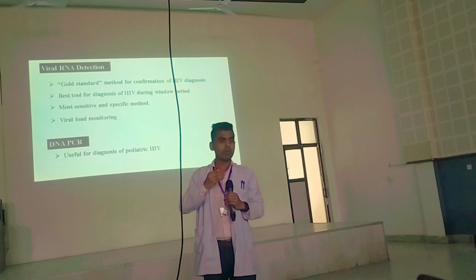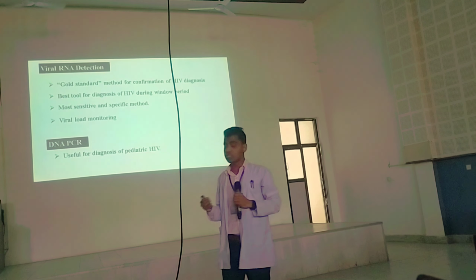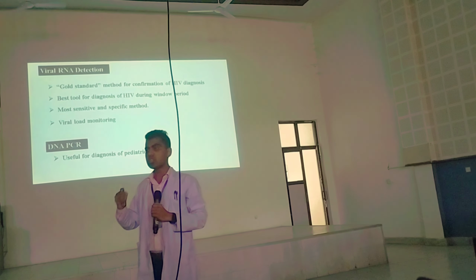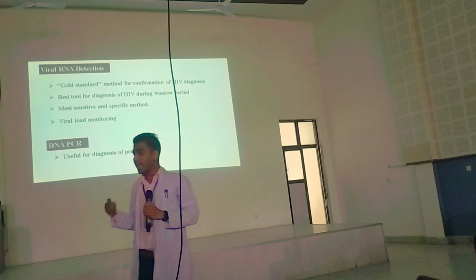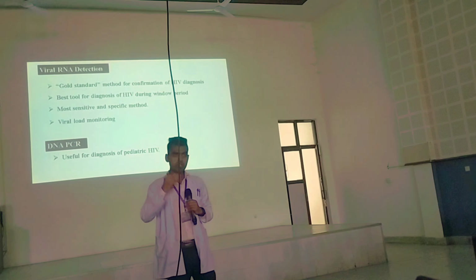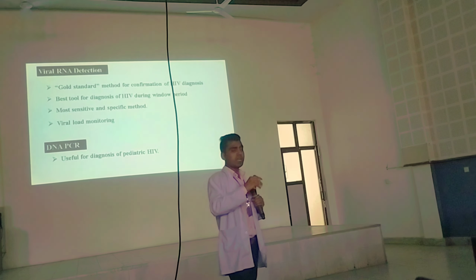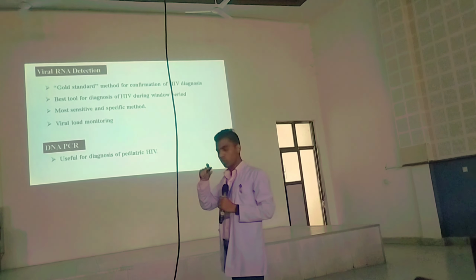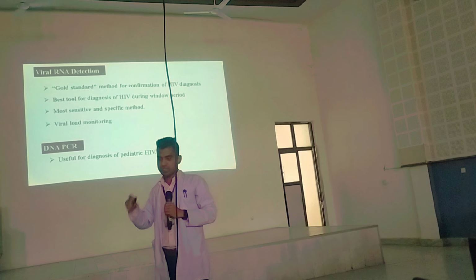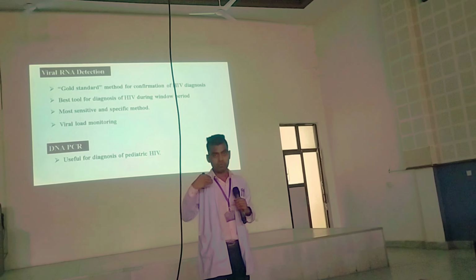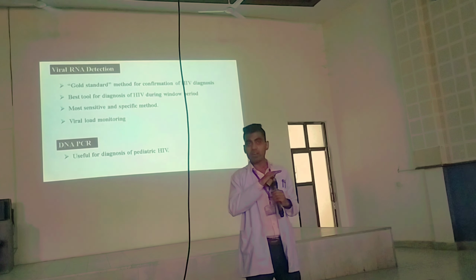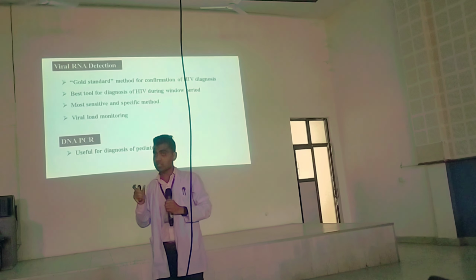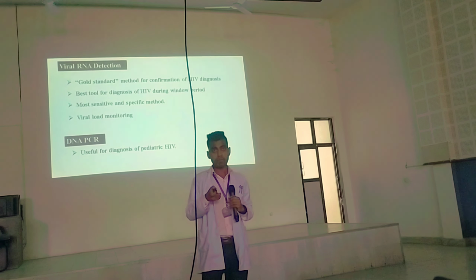Another test included in nucleic acid testing is the DNA PCR test. This DNA PCR is mostly done in pediatric patients, that is, infants or any children before 18 months of age. It helps to resolve inconsistent ELISA findings, because in children before 18 months, the antibody, immunoglobulin G, is either transported transplacentally from the mother or formed in the patient, and ELISA cannot differentiate it. So in that condition we have to use DNA PCR, which is a very sensitive and specific test in pediatric patients.